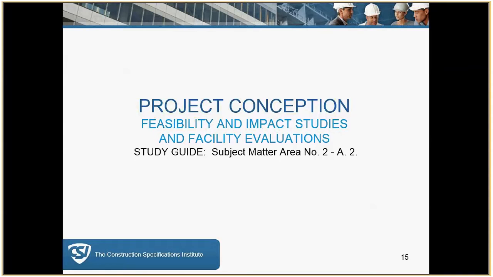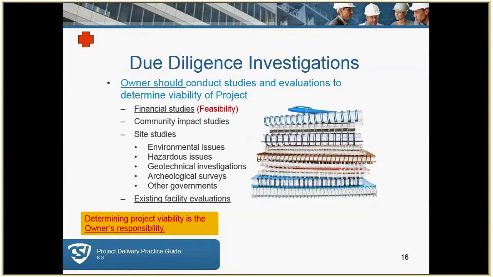We're going to move on, and now we're going to start going down to the next item under project conception, which is feasibility and impact studies. So, due diligence investigations. Again, you see the red plus sign. So the importance of due diligence investigations, feasibility, is determining project viability, and whose responsibility is it? And that's the type of question you're going to see on the exam. You will find these different activities, and they will ask you to identify whose responsibility it is.